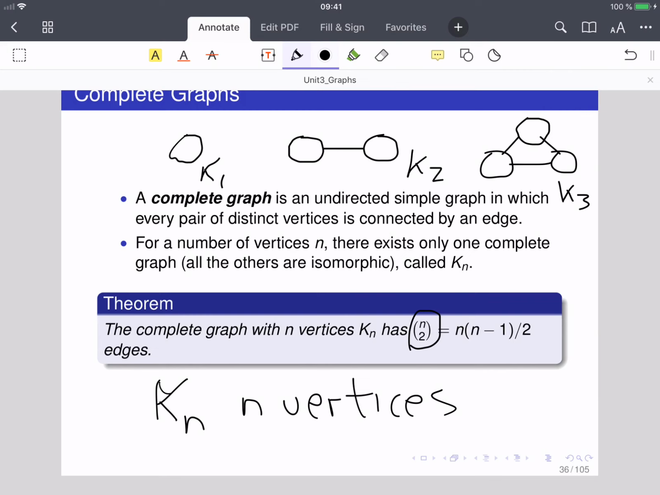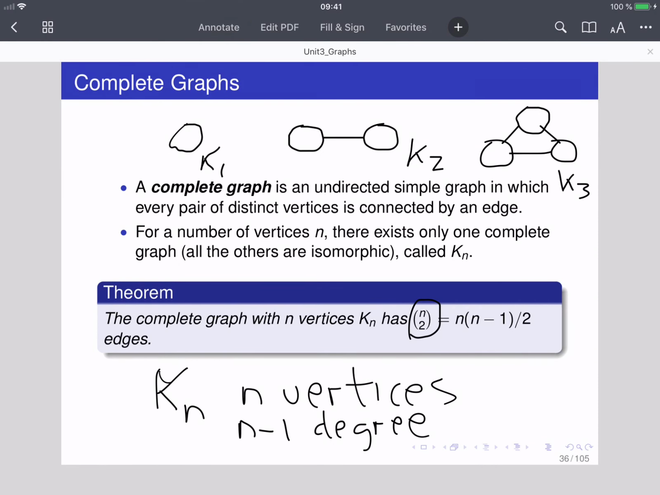Okay. Another thing that is interesting to know about a graph is the degree of the vertices. In this case, it is clear that the degree of any vertex is n minus 1, because it is connected to the other vertices in the graph. Again, you can check that in the examples in this slide and in the next slide. You always have n minus 1 as the degree of any of the vertices.